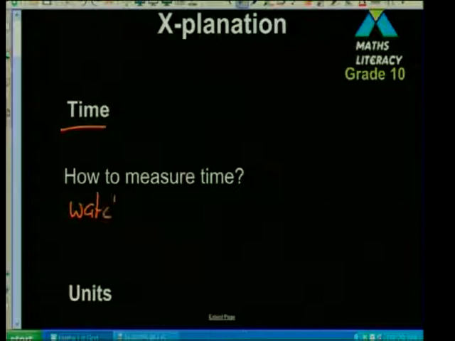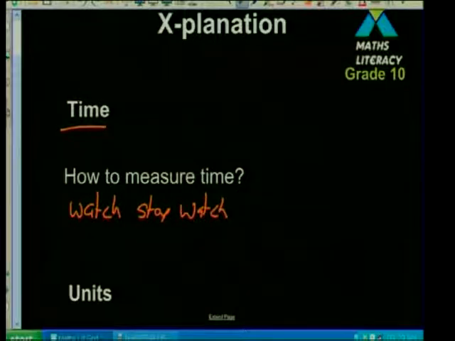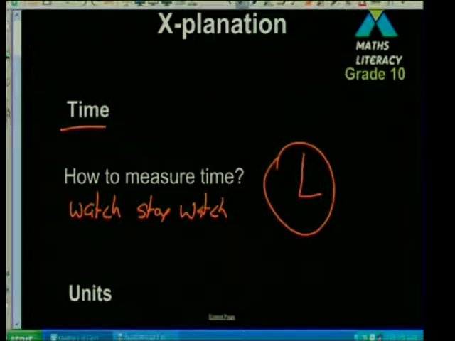So right now, time. How do we measure time? Well, we can use a watch. We can use a stopwatch maybe. There's actually a few others, but while we're talking about watches, I'll come back to the others. We've got different types of watches. We've got an analog watch, which is one where you've got your face and you've got your hands and it tells you what the time is.